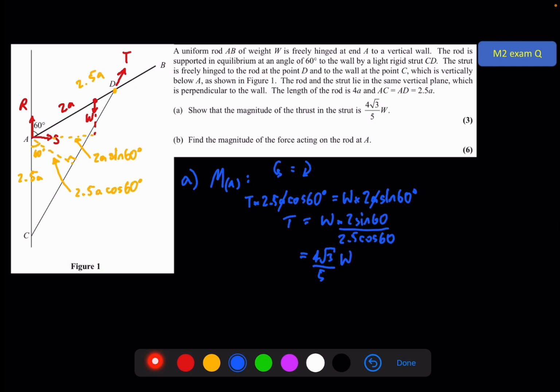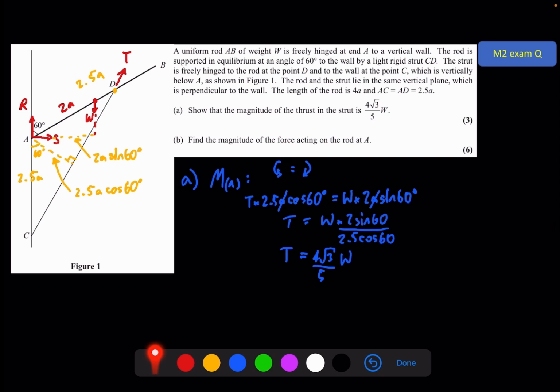And that must be the magnitude of the thrust. Part B, find the magnitude of the force acting on the rod at A. And maybe you can see from the diagram why this is going to be 6 marks. Because this is not just finding one unknown, we're going to have to find two unknowns, the two components, and then put them together to find the magnitude of the single force.